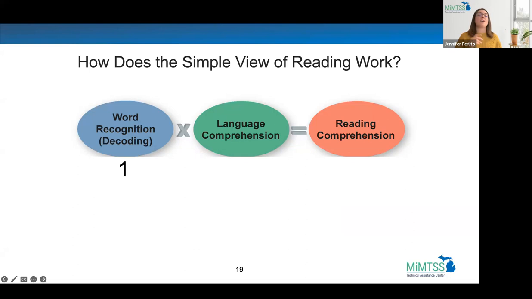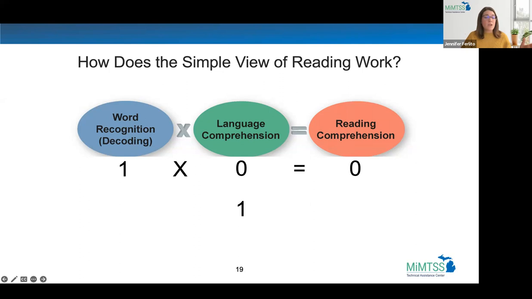So if a student can decode, they're going to get like a one, right? This is demonstrating how this is a multiplication problem. But they have no language comprehension, or they don't have grade level language comprehension, they're not going to be able to comprehend what they read. And ultimately, that is the goal, right? Reading comprehension, gathering meaning from text is our goal. So if we have strong word recognition skills and weak language, ultimately, we're not going to have good reading comprehension.